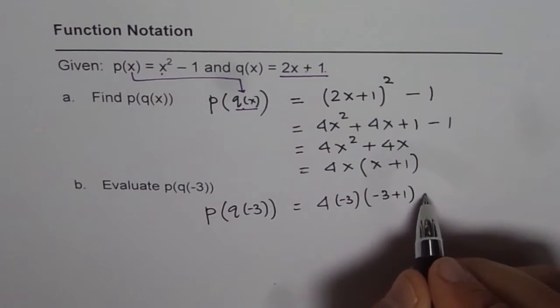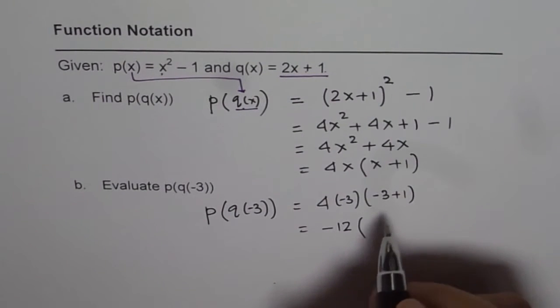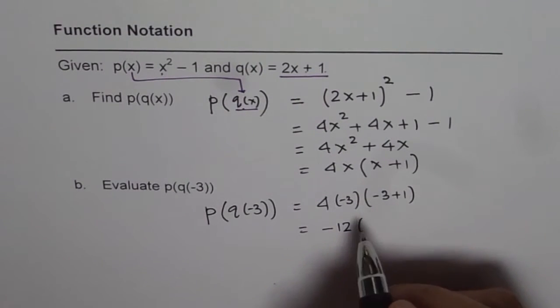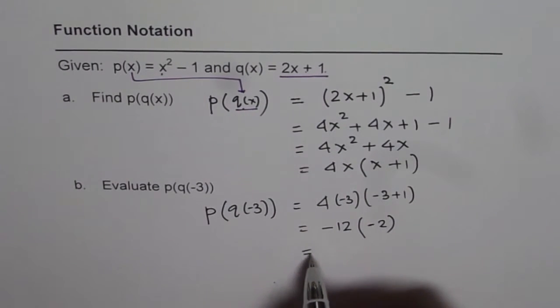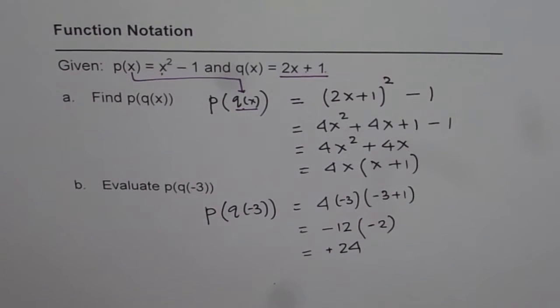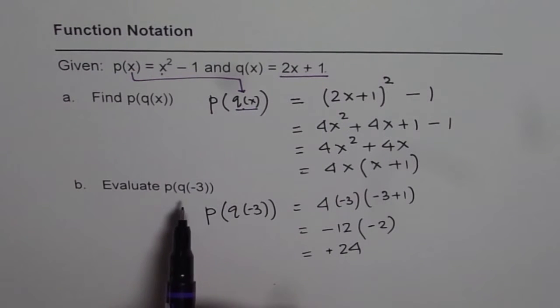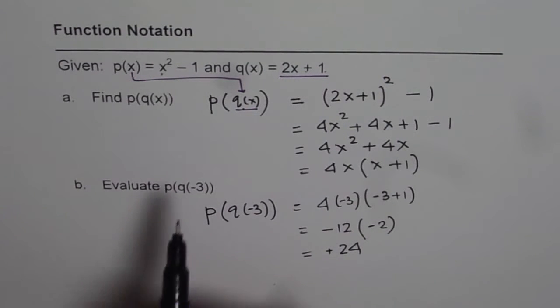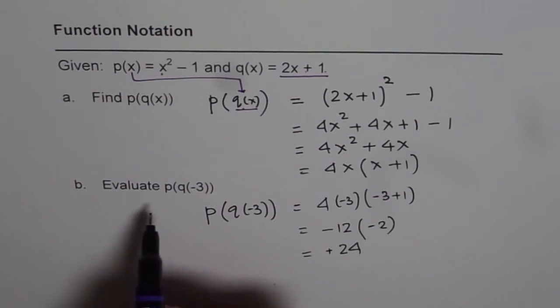So that gives us 4 times minus 3 is minus 12, and minus 3 plus 1 is minus 2. Minus 2 times minus 12 is plus 24. So we get our answer as plus 24. Now if the question was only to evaluate this value, we could have done it the other way. That means first find what is q of minus 3. So let me show you this method here.